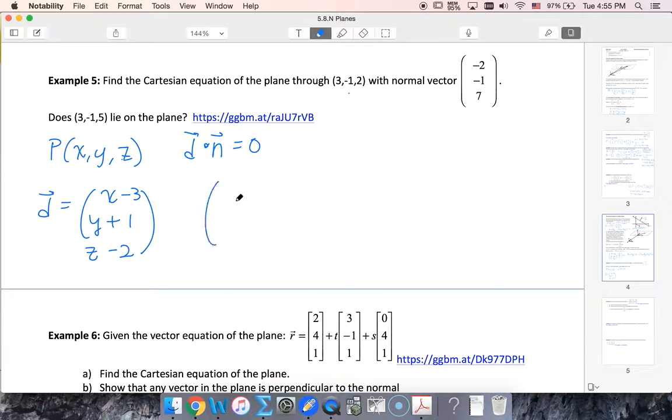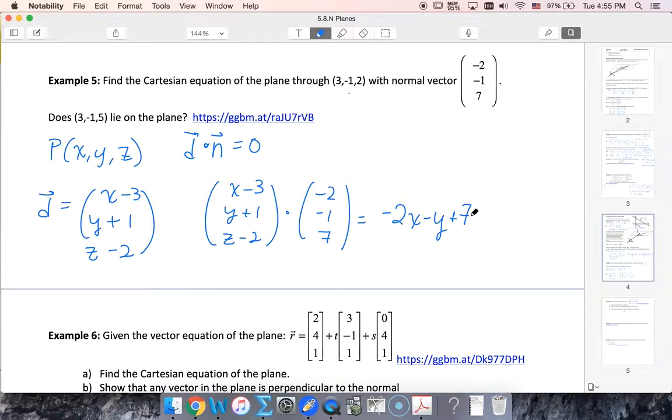So I can set this up. x minus 3, y plus 1, z minus 2, dotted with -2, -1, 7. Let's make that more like a 1. So that's going to be -2x minus y plus 7z.